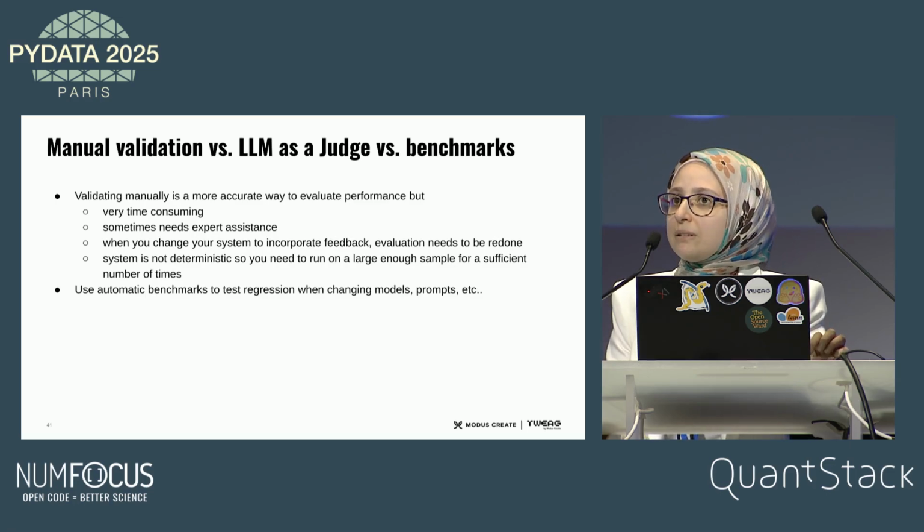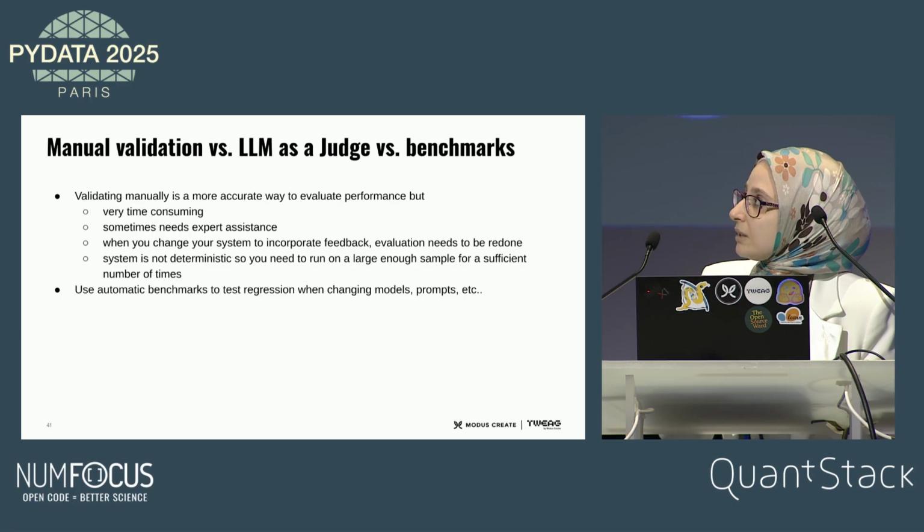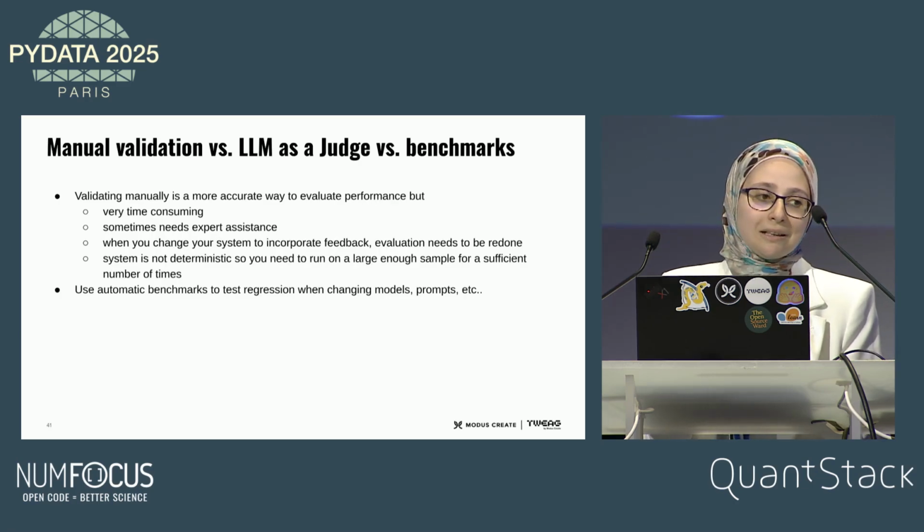We still use benchmarking in our projects. It's very helpful to test regression, whether you're introducing new features, changes to the system, or you're upgrading your system to a new LLM model. But the gold standard will always be manual validation, which is time-consuming, and at the same time, it surfaces more about the domain than you initially thought.